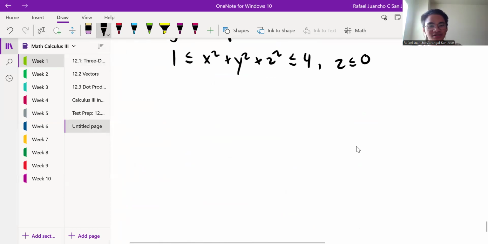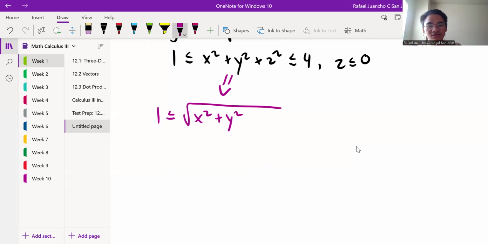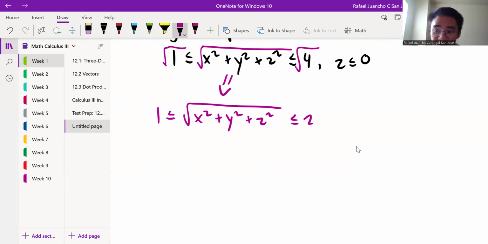So we can actually simplify this thing to be 1 less than or equal to the square root of x squared plus y squared plus z squared, less than or equal to 2, because we're taking the square root of each: square root of 1, square root of 4. So that's where we got that thing. And this is the distance, right?